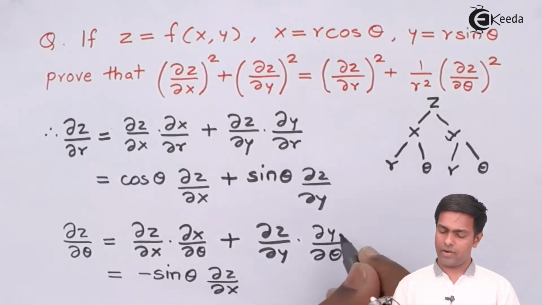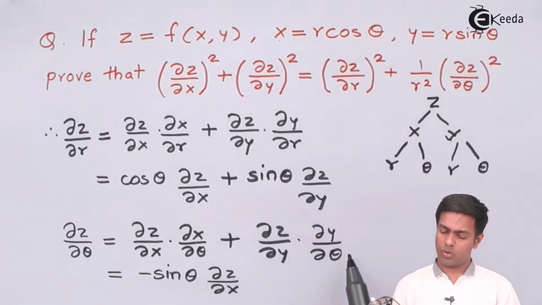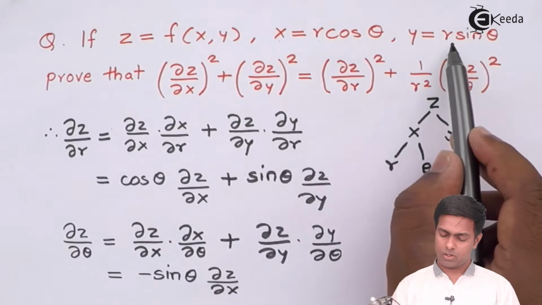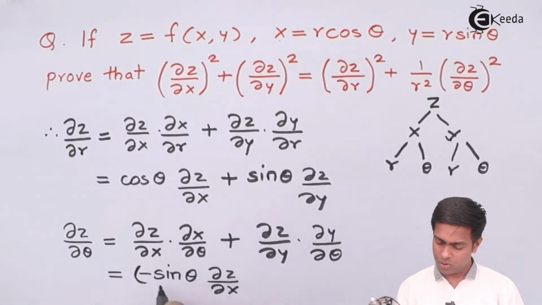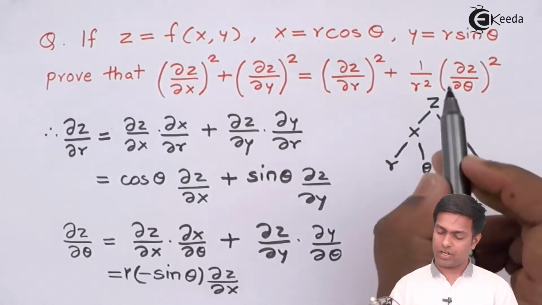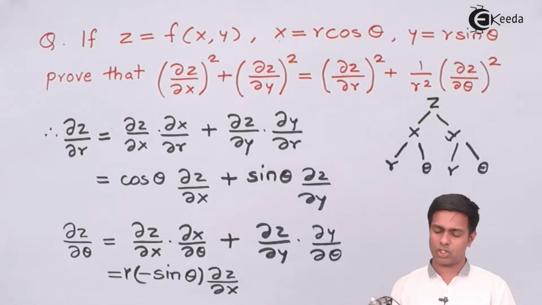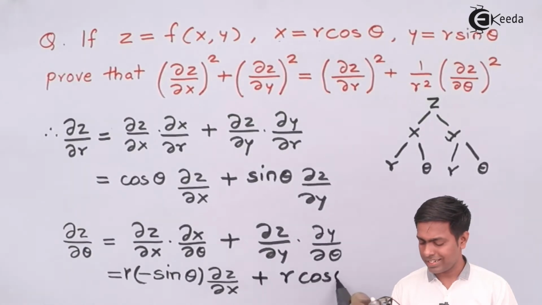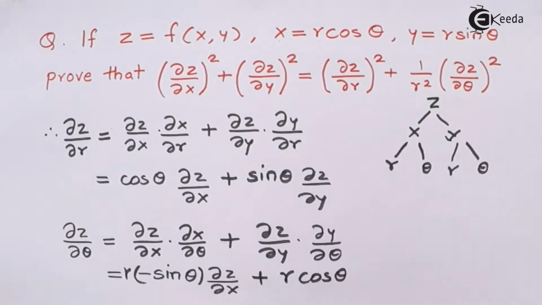Next, del y by del theta, so differentiate y with respect to theta partially. Here r is as it is, so I'll keep r outside. The derivative of sine theta is cos theta, so we'll get positive r into cos theta, and this del z by del y as it is, because z is not defined.